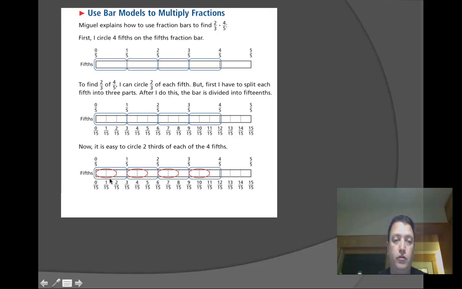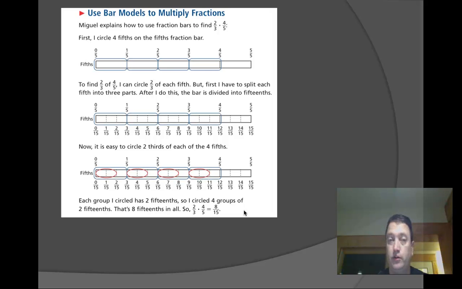So 2/15 plus 2/15 plus 2/15 plus 2/15. You probably figured out already that that's going to end up being 8/15. So he circled 2/15, so he's got 4 groups of 2/15. That's 8/15 in all. So 2/3 times 4/5 equals 8/15. Just another visual way to look at it. You've got to go with what makes the most sense to you.